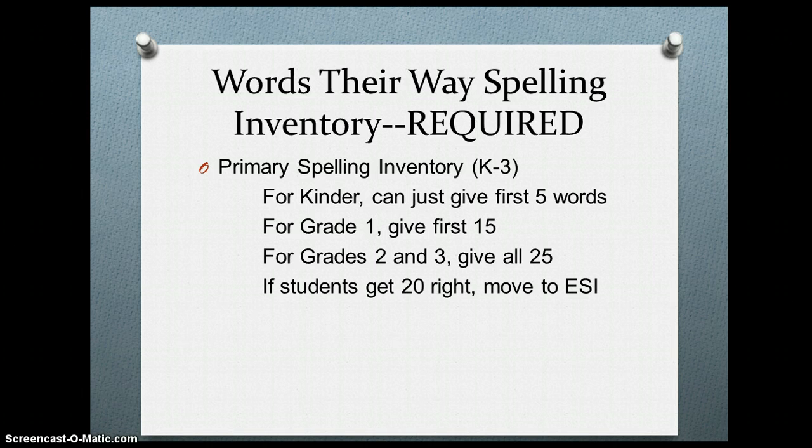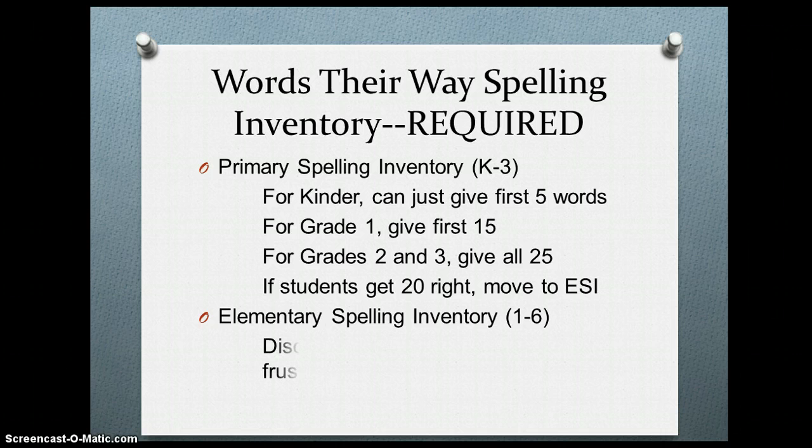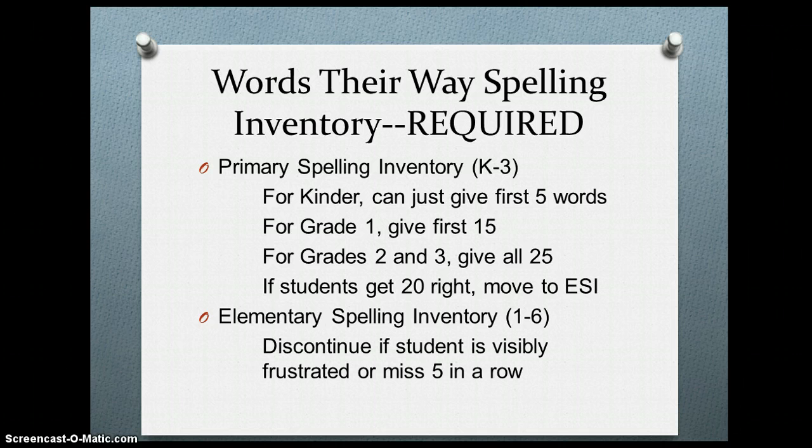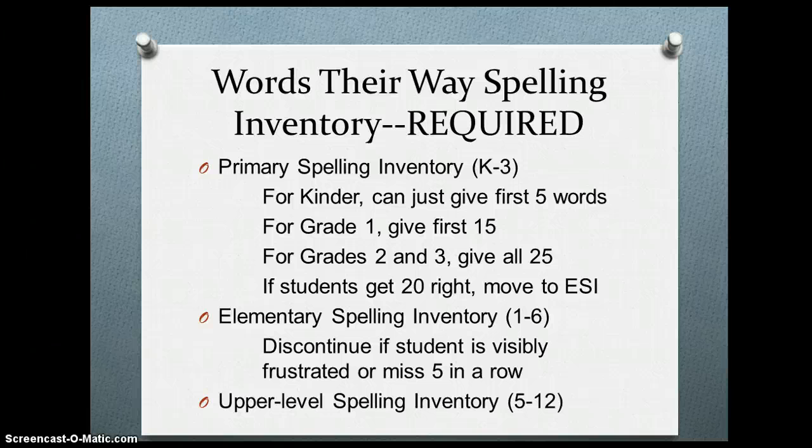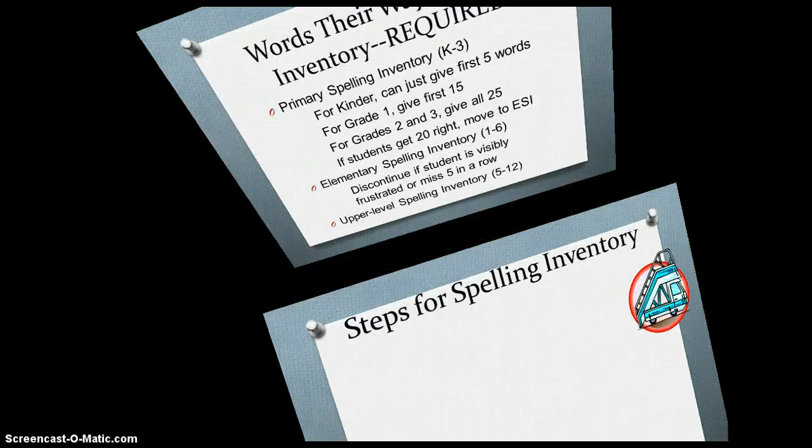If the student gets 20 or more right, you're going to want to move on and give them the elementary spelling inventory, which is for grades 1st through 6th. And then discontinue if the student is visibly frustrated or misses 5 in a row. And then lastly is the upper level spelling inventory, which is used for grades 5 through 12. So those are the 3 different ones you can give.